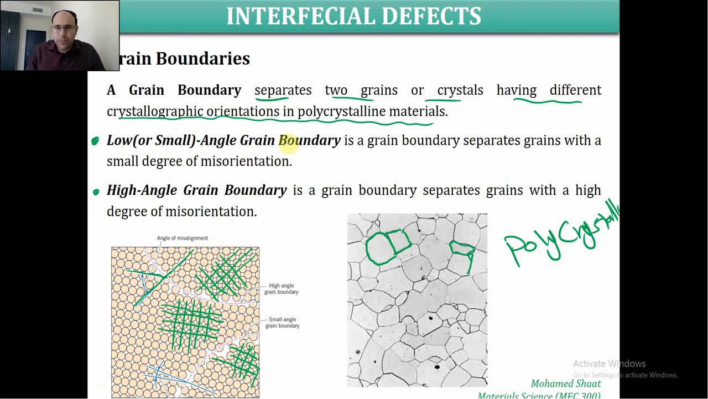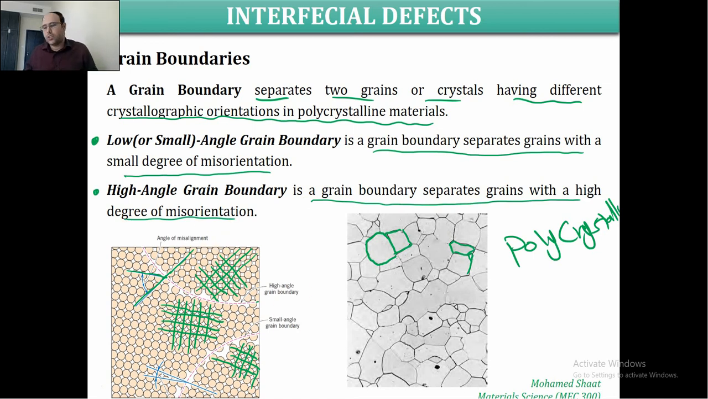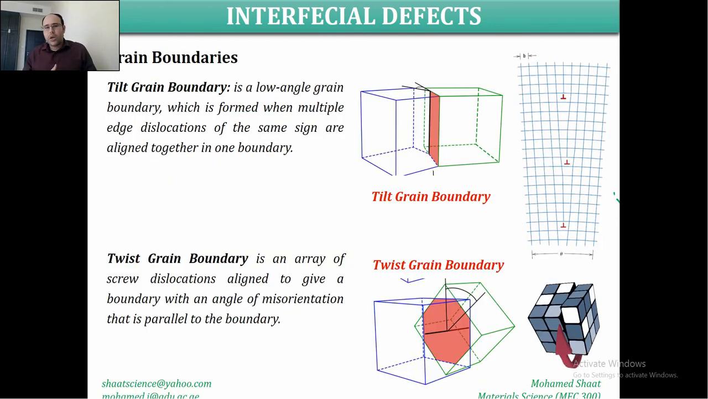So the low angle grain boundary is a grain boundary that separates grains with a small degree of misorientation, but the high angle grain boundary is the grain boundary that separates grains with a high degree of misorientation, as explained here. So again, the grain boundary is the second type of interfacial defect that would exist in a material.